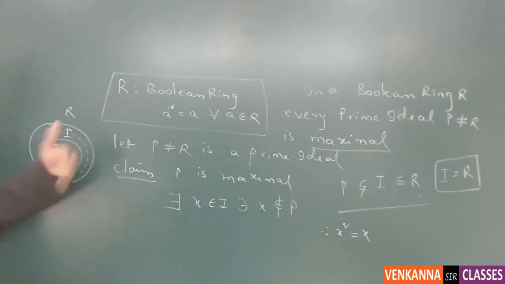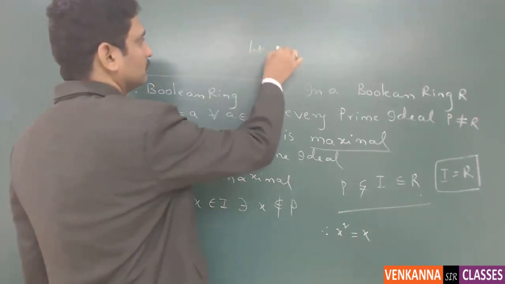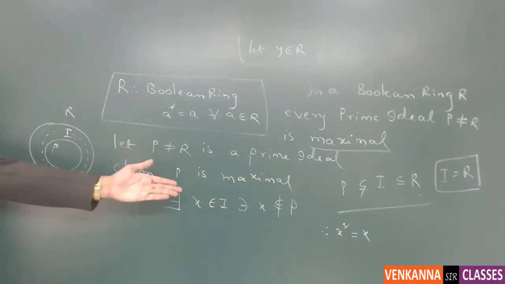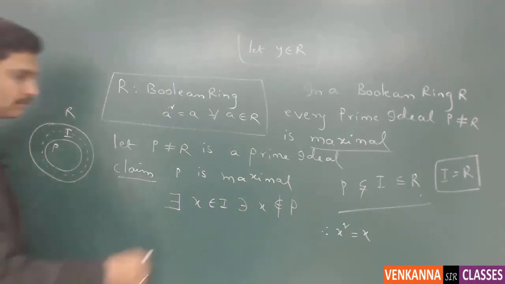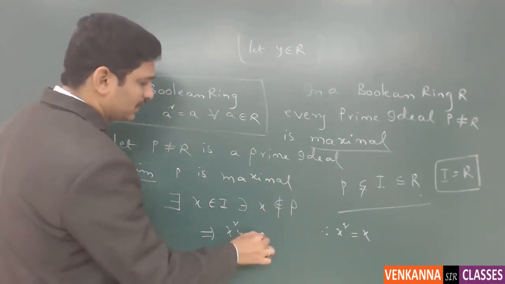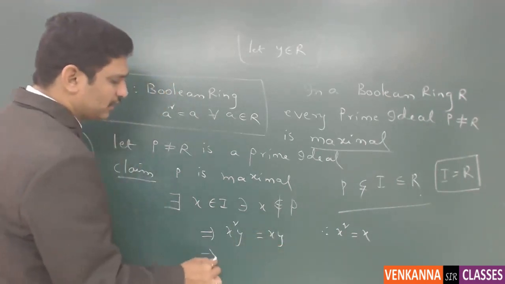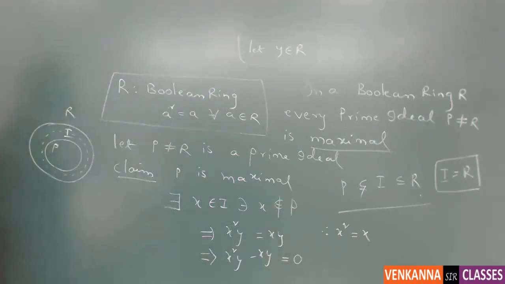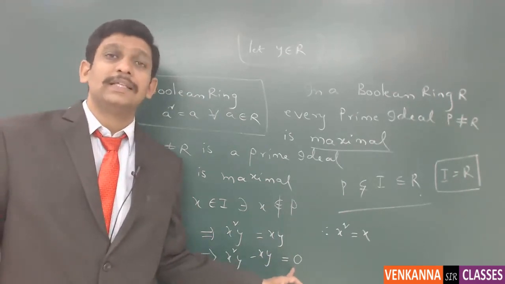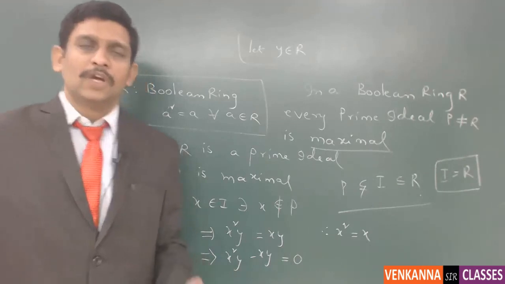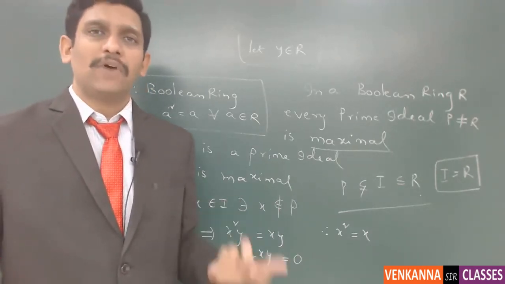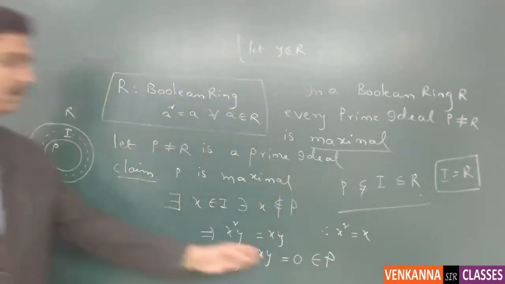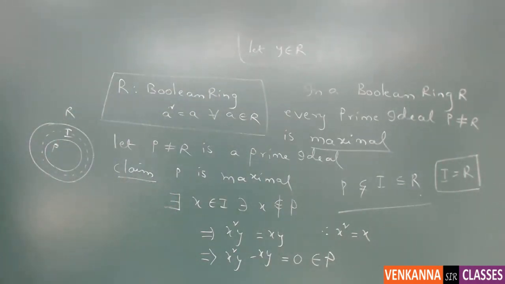Now you take any other element y in the ring. Multiply this equation both sides with y. So you have x square y is equal to xy. Taking this to the left hand side, x square y minus xy is equal to 0. What does this 0 mean? This is the 0 element of the ring. Every ideal by default contains the 0 element. So this value belongs to P. Accepted?